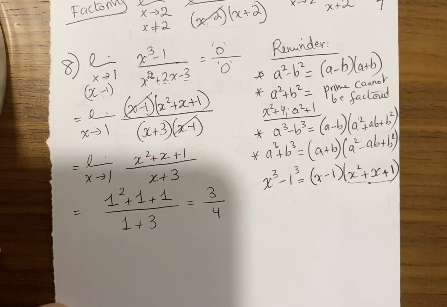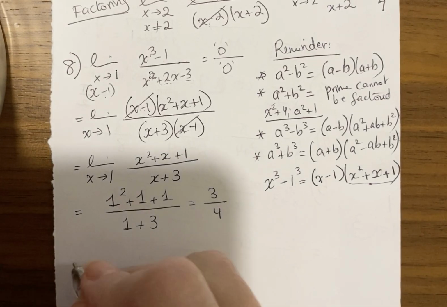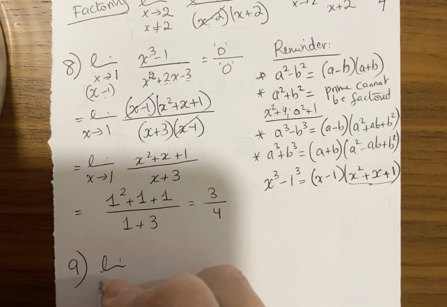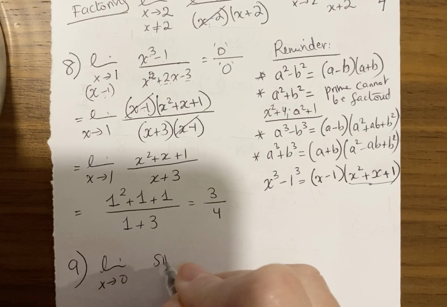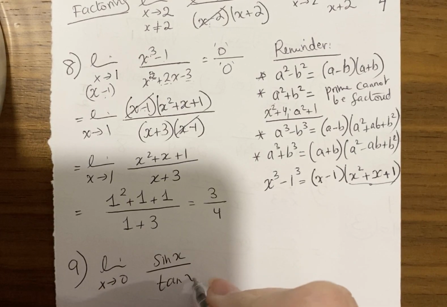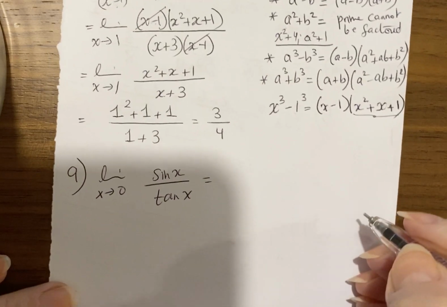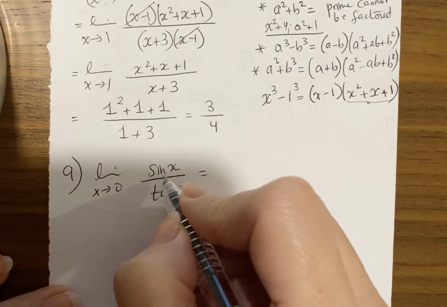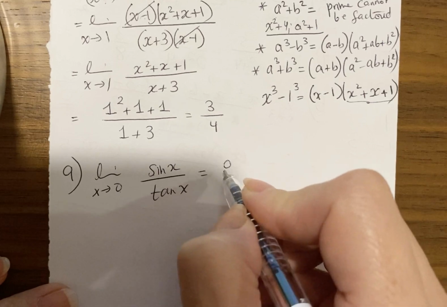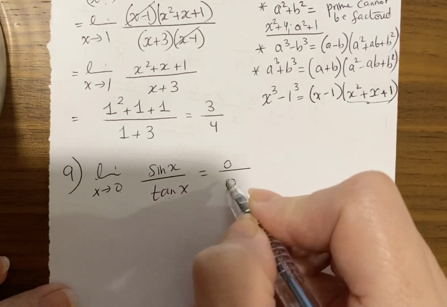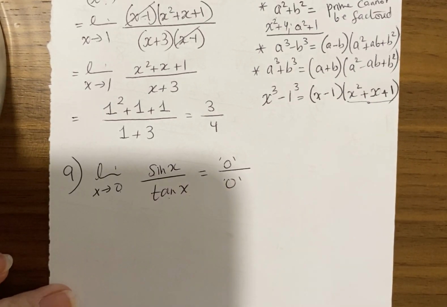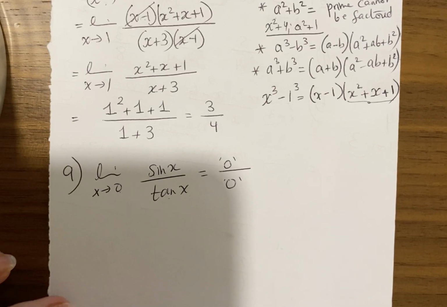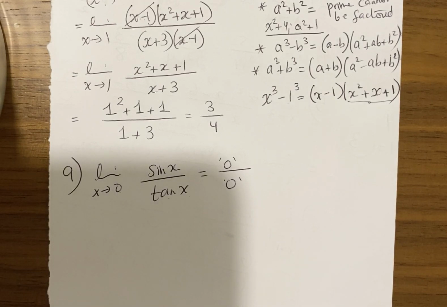Let's look at number 9. Limit as x approaches 0 of sine x over tan x. All right. Substitution: sine 0 is 0, tan 0 is 0. Whoa. 0 over 0. I need to do more work because 0 over 0 is an undefined quantity. So I need to figure it out.